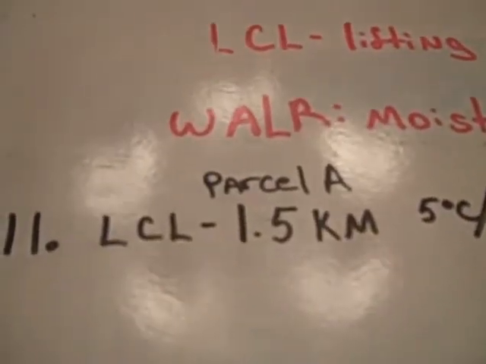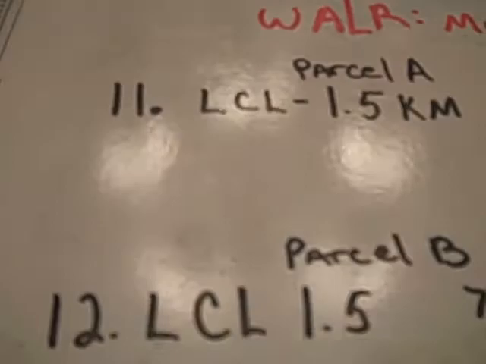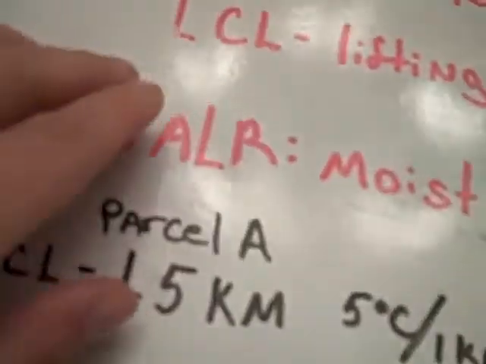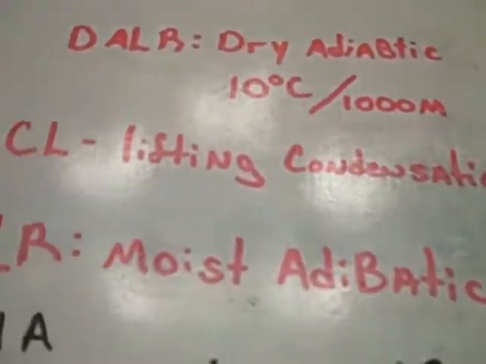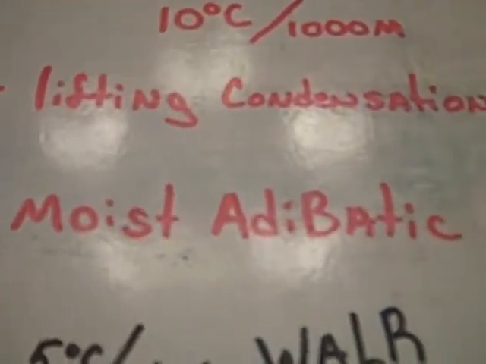All right, for questions 11 and 12, they're giving you a table that looks like this with two separate parcels of air. You have parcel A, which is 28 degrees Celsius, and parcel B, which is 10 degrees Celsius. An abbreviation for this part is LCL, which is the lifting condensation level. That's the height at which dew point has been met.